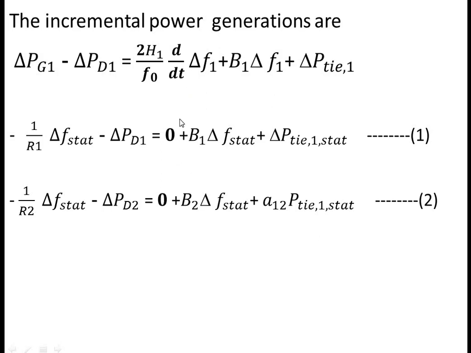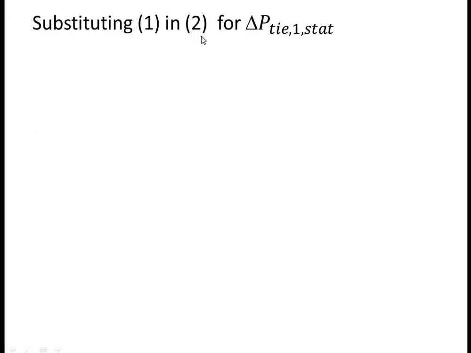So we have taken the value of the first term as 0, and the rest we consider for the frequency of the first area as a static variable, and the frequency of the second area also as a static variable. In equation 2, instead of writing del P tie 2, we write in terms of del P tie 1, and we know the relation between del P tie 2 and del P tie 1. This is the change we have made in the general power balance equation for the two area system.